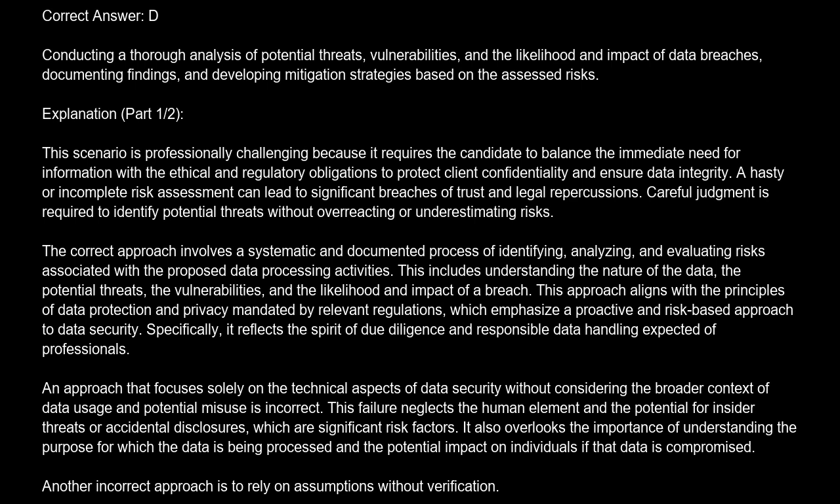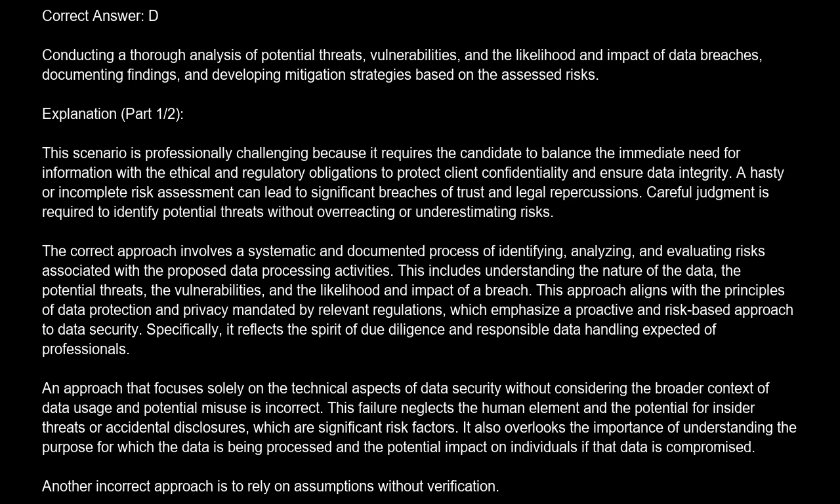An approach that focuses solely on the technical aspects of data security without considering the broader context of data usage and potential misuse is incorrect. This failure neglects the human element and the potential for insider threats or accidental disclosures, which are significant risk factors. It also overlooks the importance of understanding the purpose for which the data is being processed and the potential impact on individuals if that data is compromised.